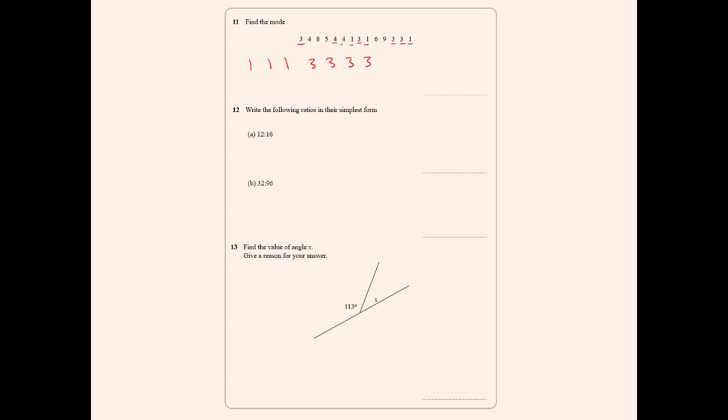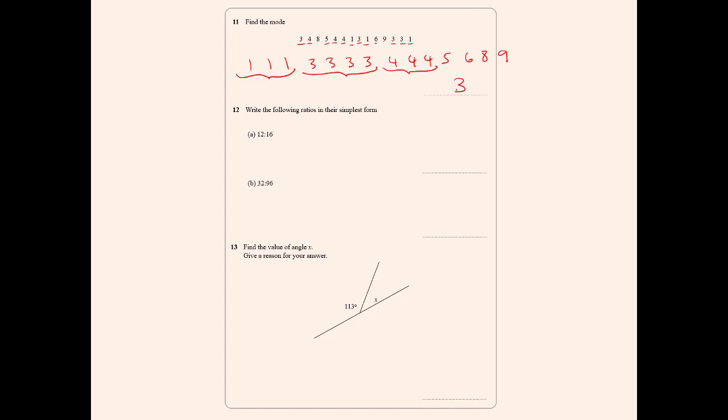Then it's 4, so 1, 2, 3 of them. Then we have 5, just 1 of them. And then 6, just 1 of them. Then we have 8, just 1 of them, and then we have 9. Okay, so out of all these numbers, we can clearly see, if we group them, it's got 3 1s, 4 3s, and 3 4s, and the rest are 1 each. So we clearly see the mode is 3. The mode is the number that appears the most in a group of numbers.